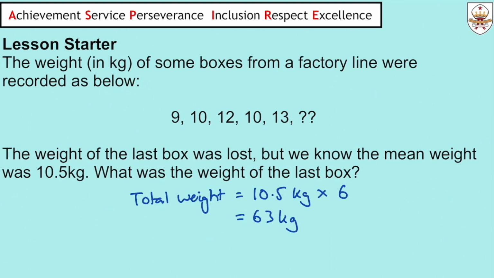Now, how do we find out the weight of the missing box? Well, we've got all these weights here, and we're just missing this one. So if we take away these 5 weights from this total here, we'll find the missing one. So we're going to do 63 kilograms minus the 9, minus the 10, minus the 12, minus the 10, minus the 13, gives me 9 kilograms. Well done if you got that.